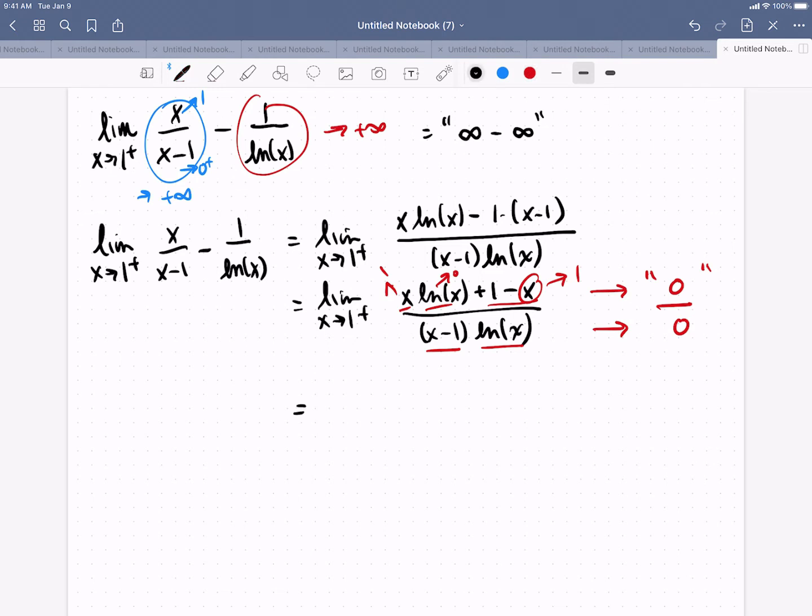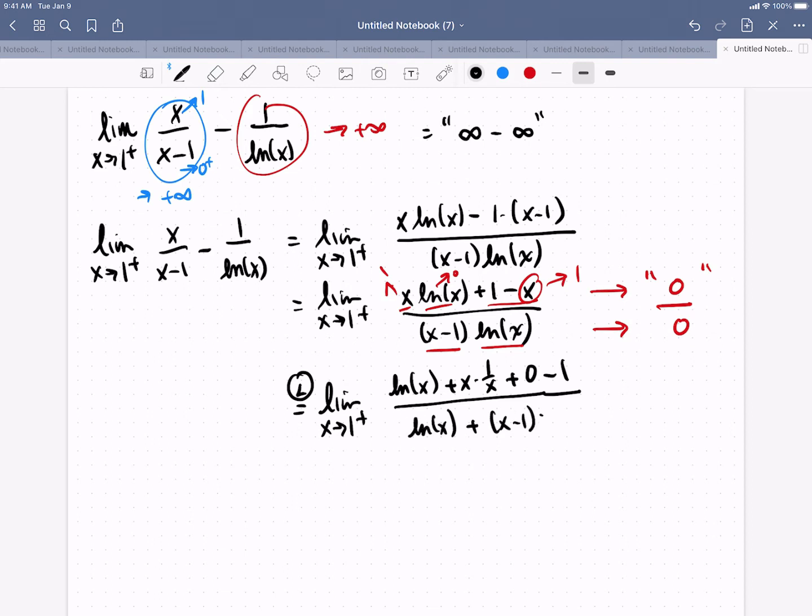So let's do it. Applying L'Hopital's rule, since the numerator and the denominator of the previous limit are both differentiable functions, we can replace them with their derivatives for the sake of this limit calculation. So upstairs, I've got to use the product rule, so that's log x plus x times 1 over x, and then the derivative of 1 is 0, and the derivative of negative x is negative 1. Then downstairs, the product rule, I get log x plus x minus 1 times 1 over x.